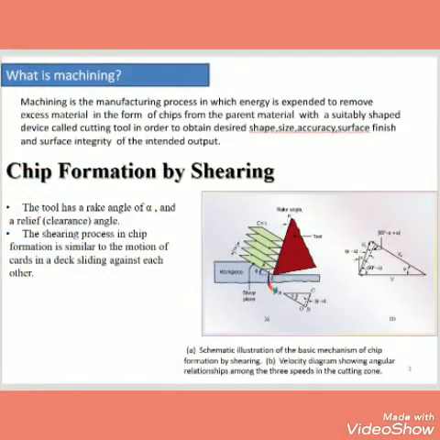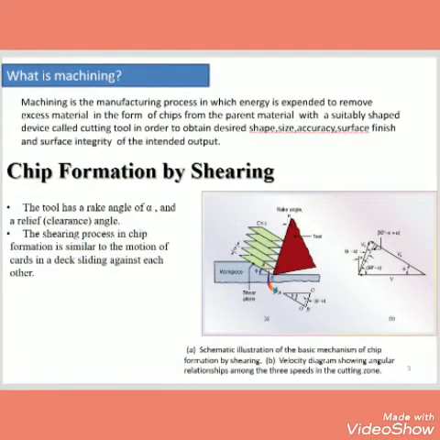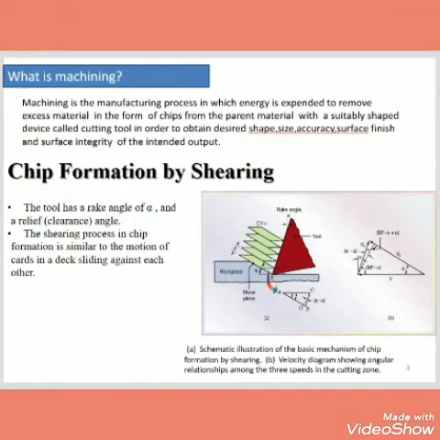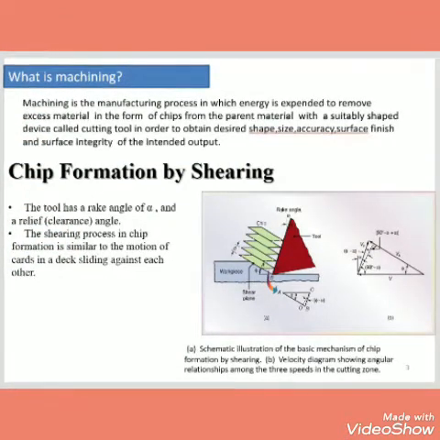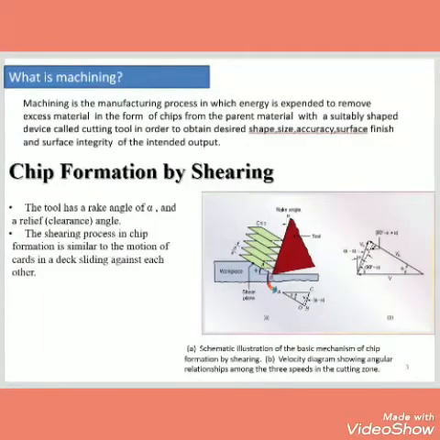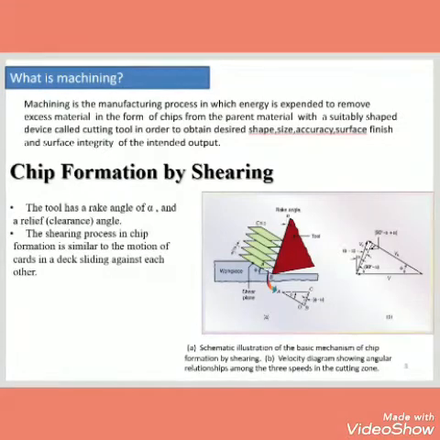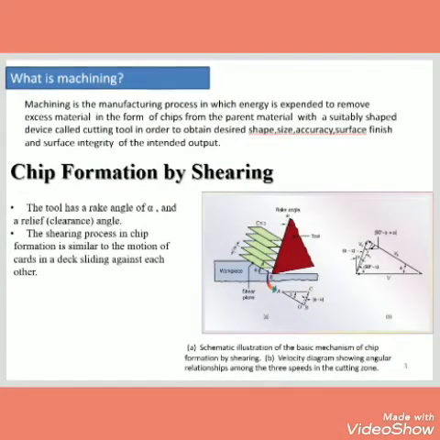Now coming to the first slide, that is the mechanics of chip formation. What is machining? Machining is the manufacturing process in which energy is expended to remove excess material in the form of chips from the parent material with a suitably shaped device called a cutting tool, in order to obtain the desired shape, size and accuracy.